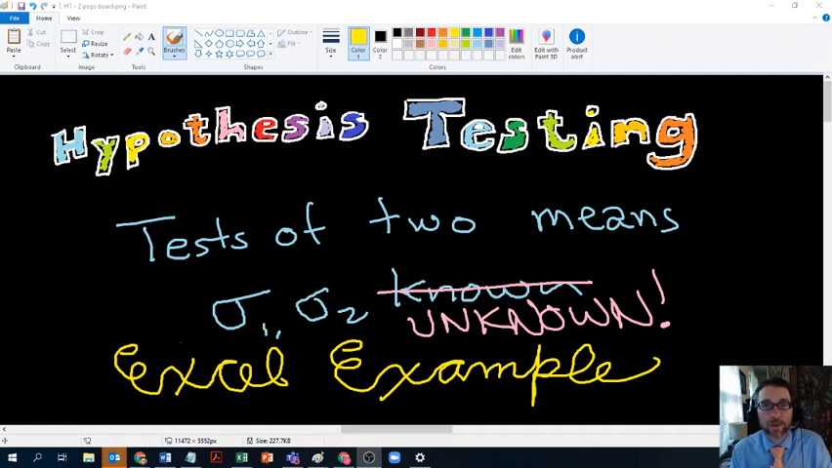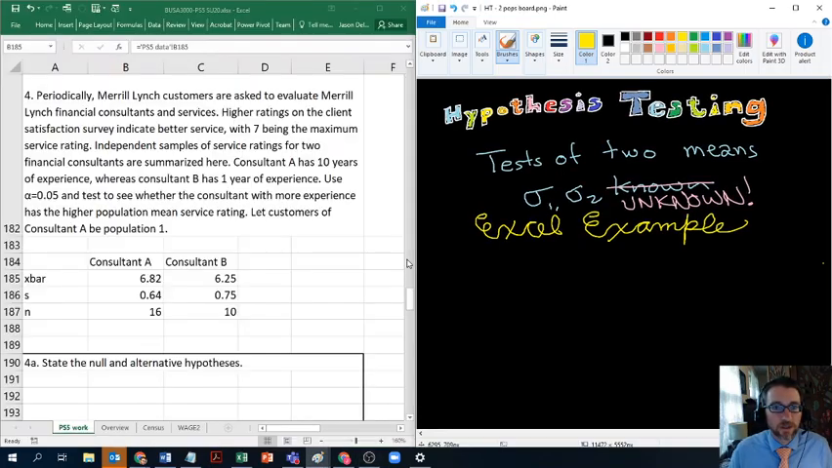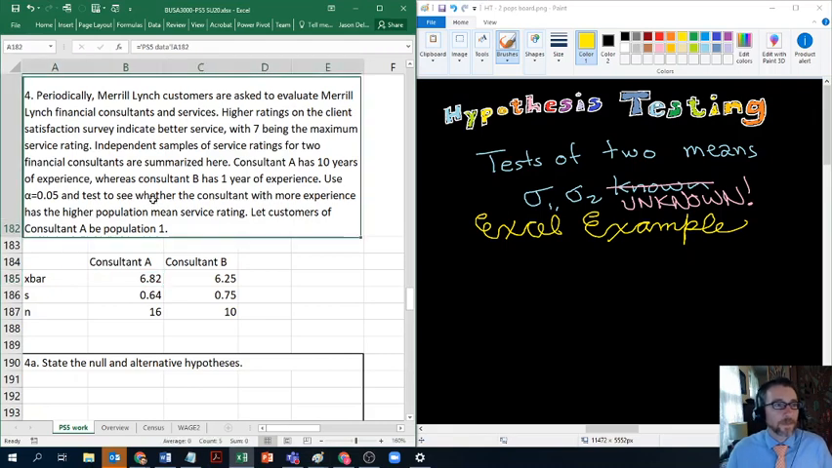I'm back talking to you about hypothesis testing for tests of two means when we don't know the population standard deviations. And today what I want to do is walk through an Excel example with you so that you can see how some of these calculations are going to be done in practice. Let's take a look at the example we have in Excel right here, from problem set 5, number 4.